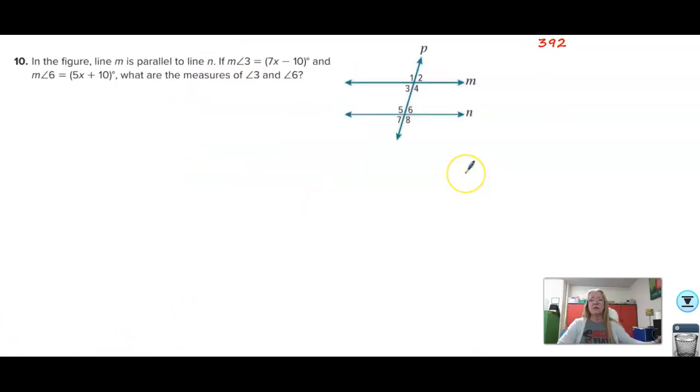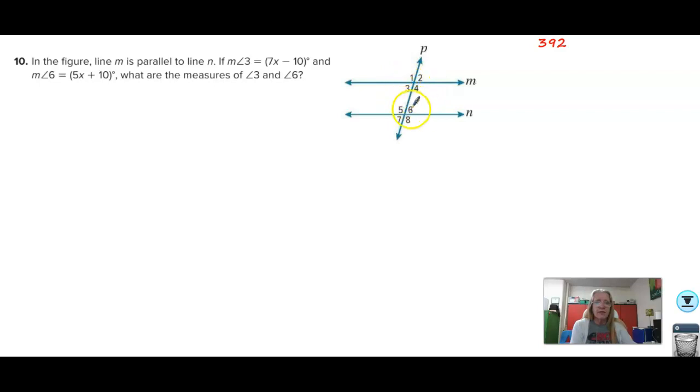And number 10, more algebra. In the figure, line M is parallel to line N. If the measure of angle 3 is 7x minus 10, and the measure of angle 6 is 5x plus 10, what are the measures of 3 and 6? Well, let's look at 3 and 6. Are they equal to each other?